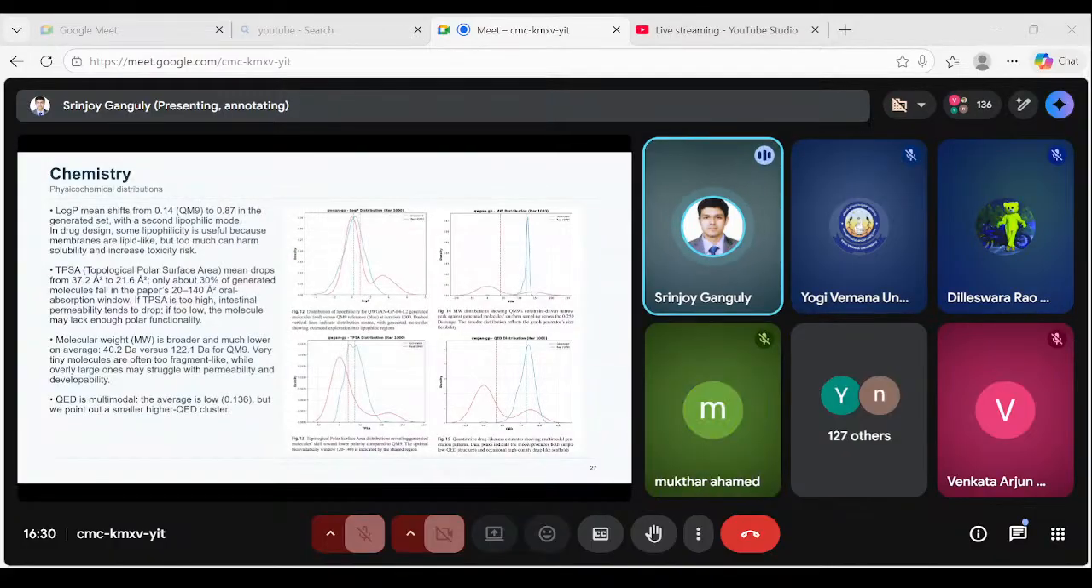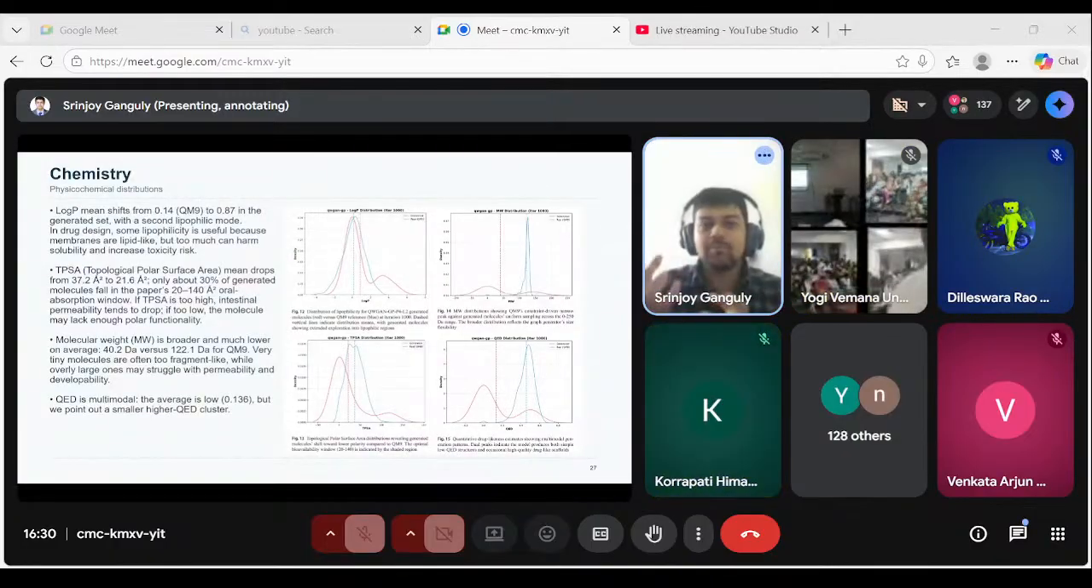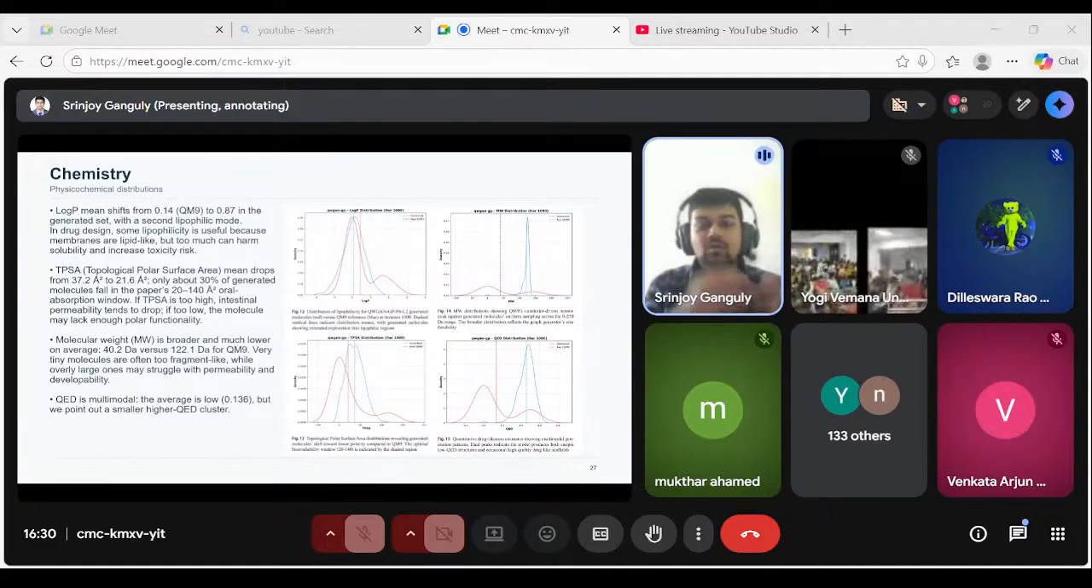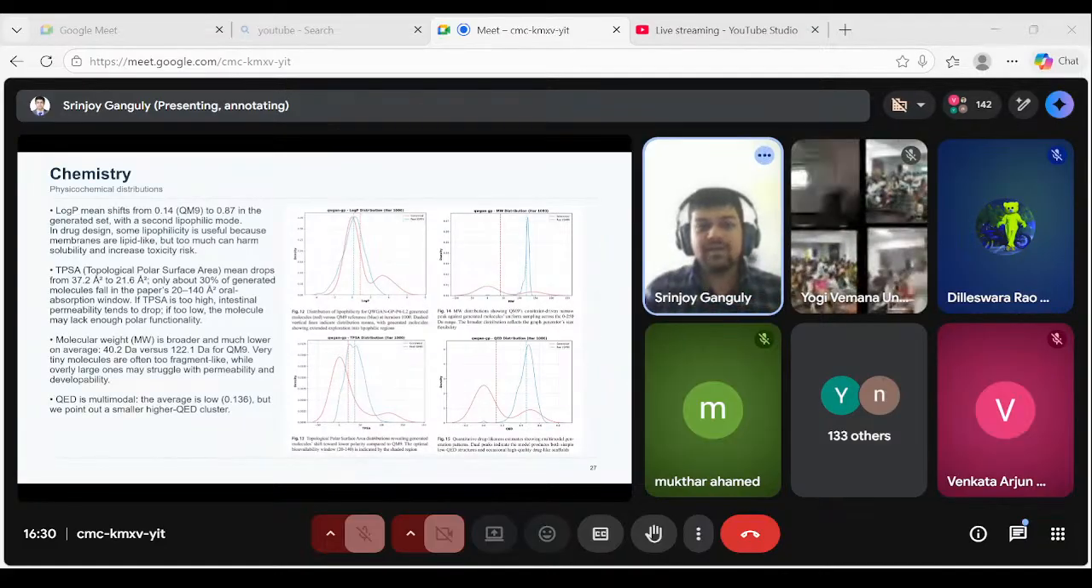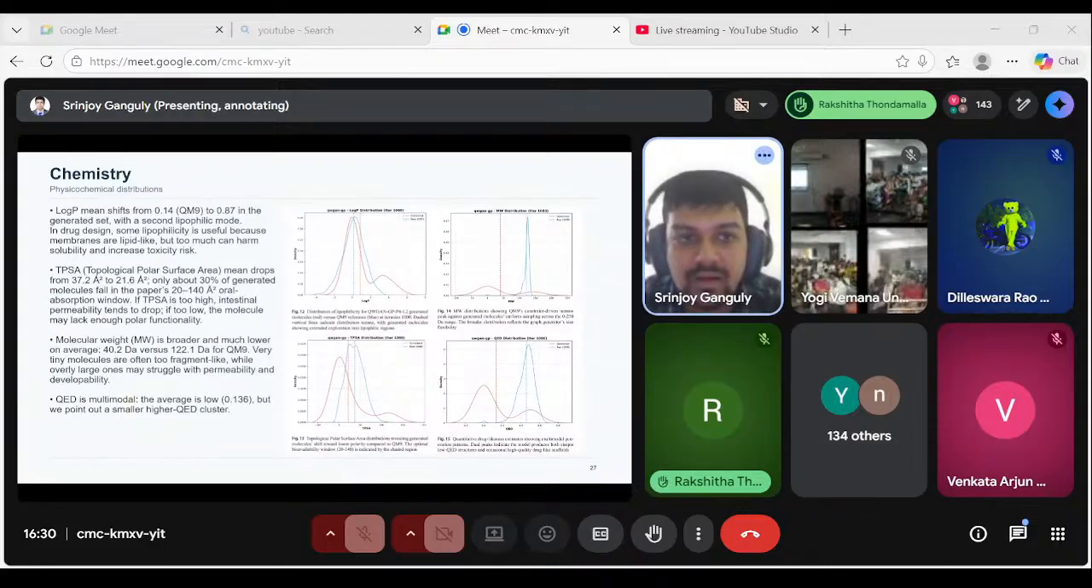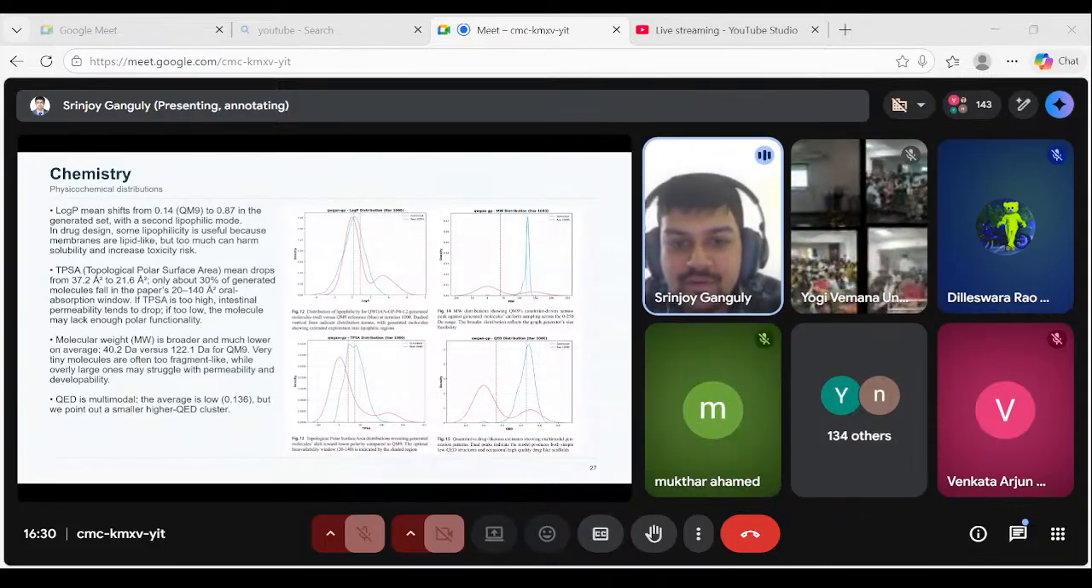If you have a TPSA that is too high, then you will of course have a lower permeability, right? Because the intestine will not be able to really absorb it and take it into the bloodstream. But if it's too low, then it's not soluble at all. So on one extreme you have not soluble, and on the other extreme you have intestinal permeability, which is a fundamental parameter here.